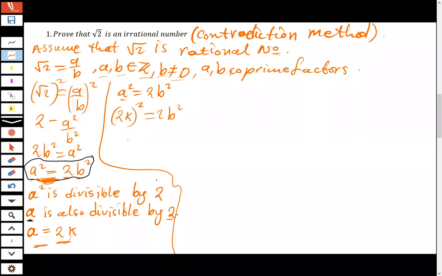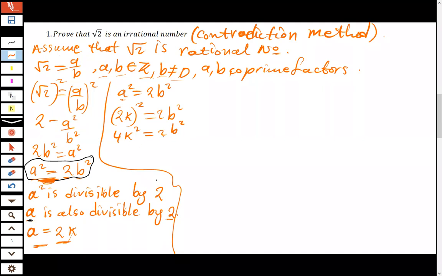When I raise this 2k to the power 2, I'm going to have 4k squared equal to 2b squared. So on this side I'll have 2 to the power 2, which is 4, and k squared. And then 2b squared. This is what I'm going to have.